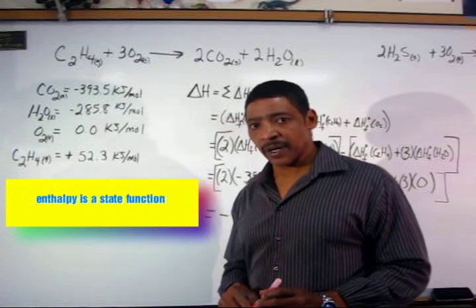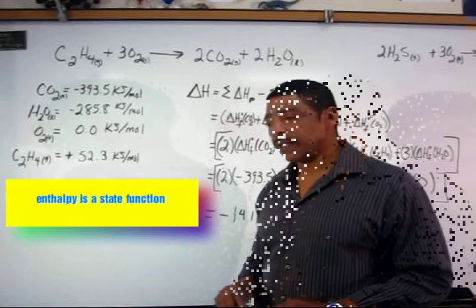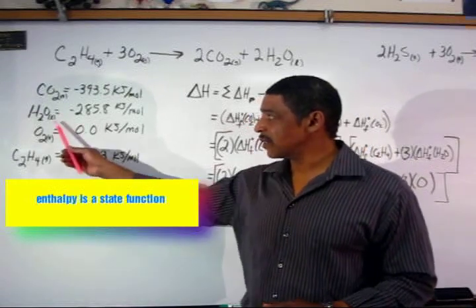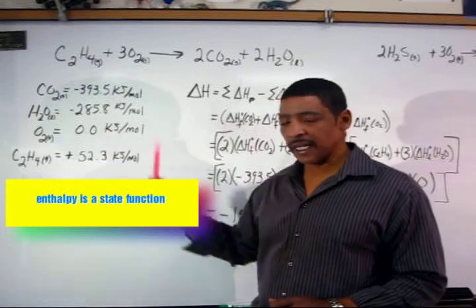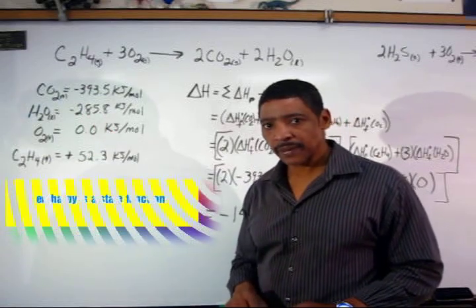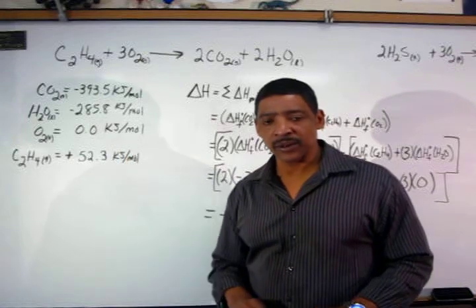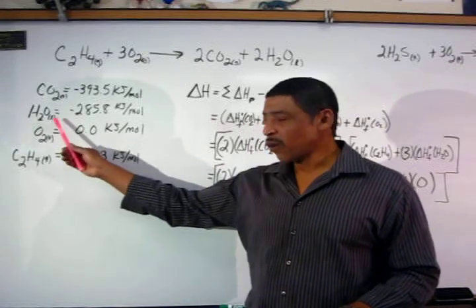either the reactant or the product. For example, in this case, the heat of formation of liquid water is a negative 285.8 kilojoules per mole. This is not the same value that's listed for water vapor.